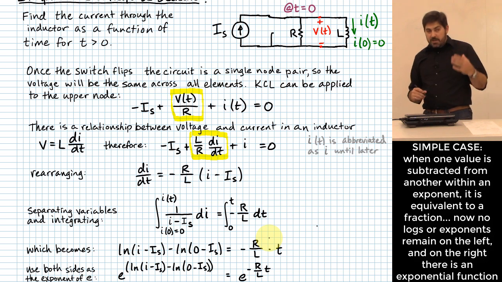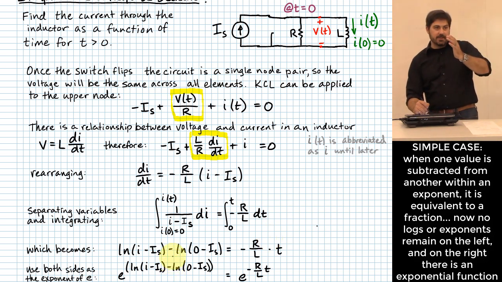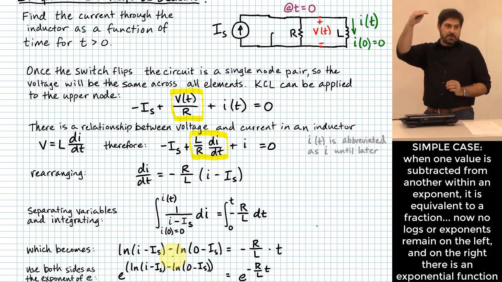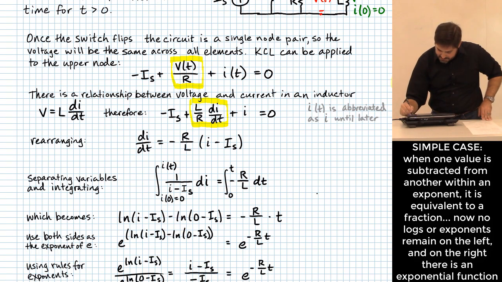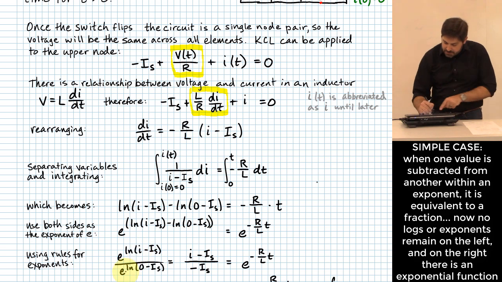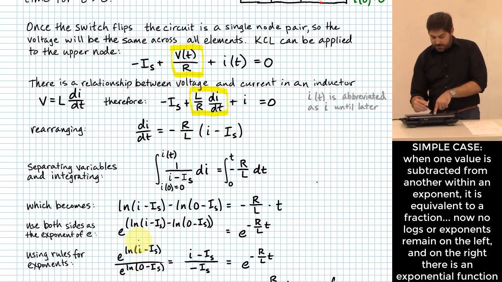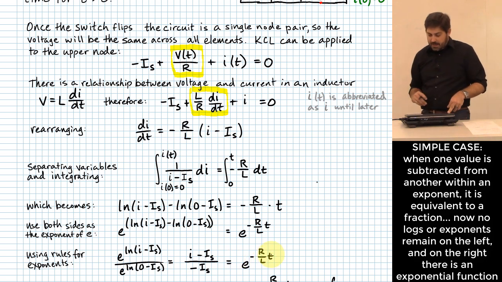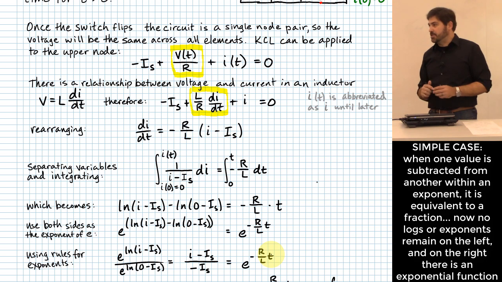Now, when you have a difference in the exponent of e, or of any value really, you can take a fraction of the two parts of that subtraction. You could take e to the first part of the subtraction in the numerator and e to the second part of the subtraction in the denominator. That's essentially what we get right here, where I split those two parts away from each other. And when I do that, e to a log is just whatever was inside the log to begin with, and that happens in both the numerator and the denominator. That allows you to boil out I as a function of time minus the current source value, over minus the current source value, equal to, again, e to the minus R over L t. That side didn't change in that step.